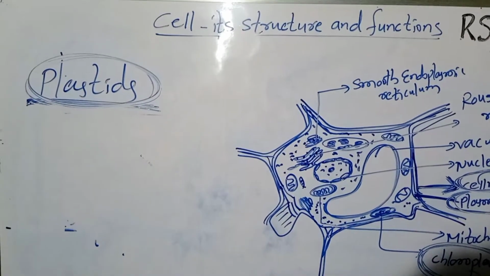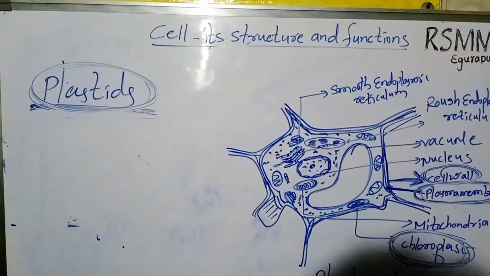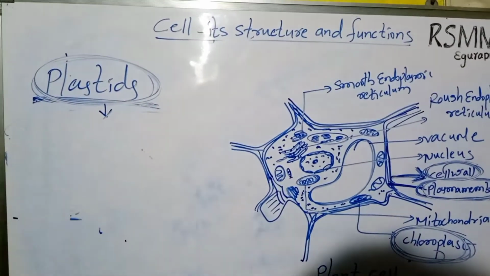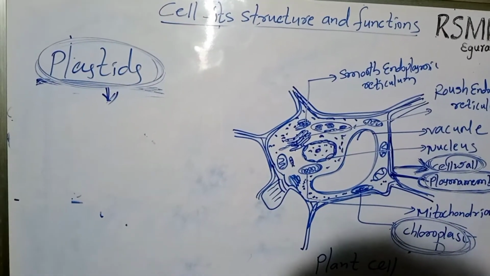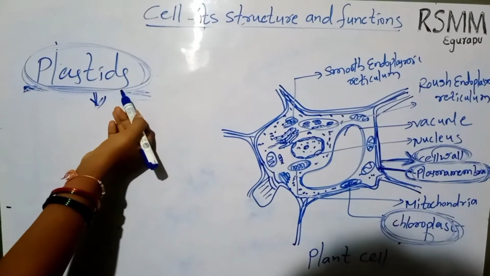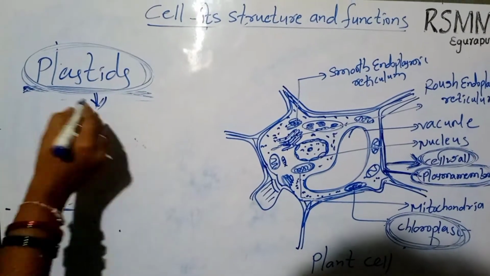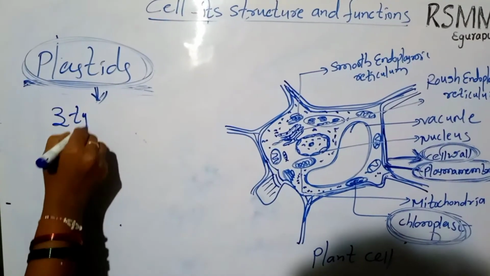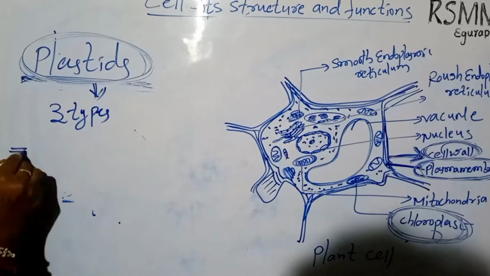Yes, we are observing now. What is the reason for this? Due to the presence of plastids in the cell. Depending on their structure, color and function, plastids are of 3 types. How many types of plastids are there? 3 types. What are they?